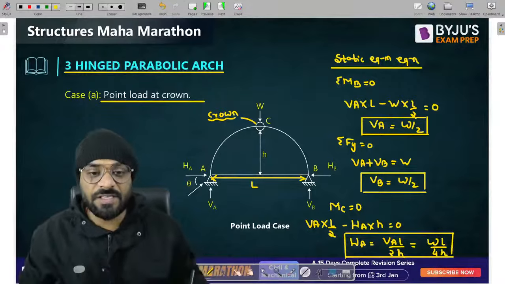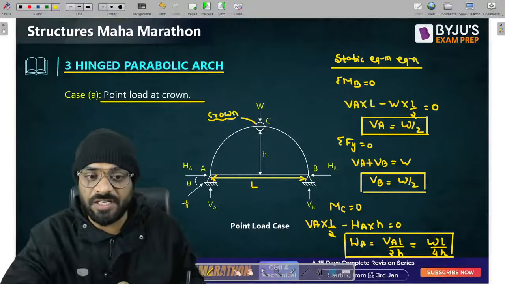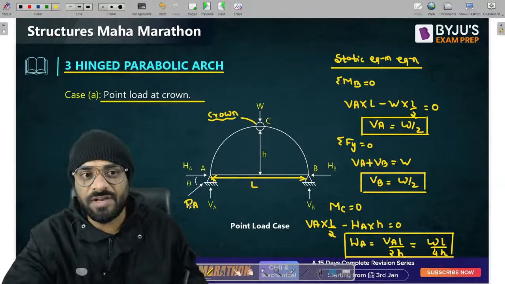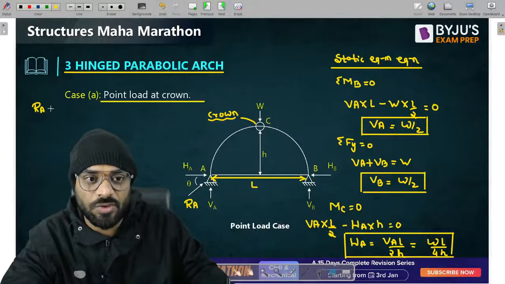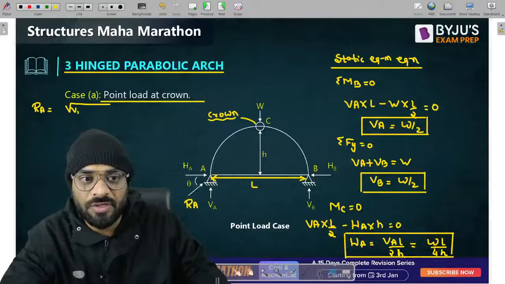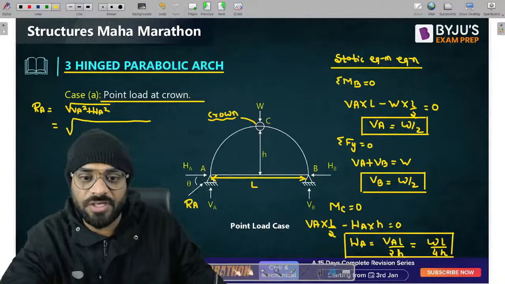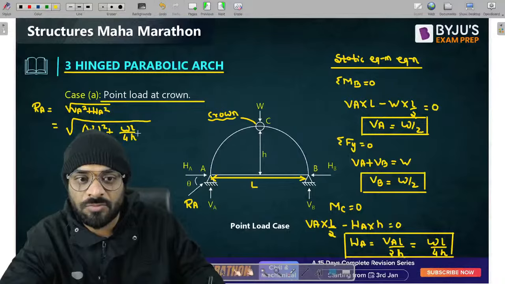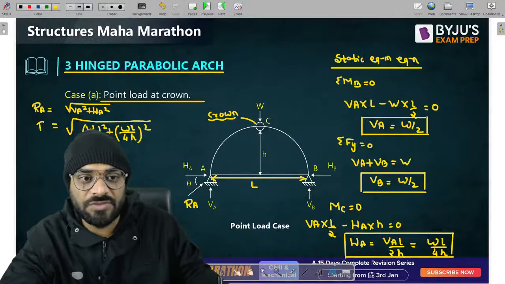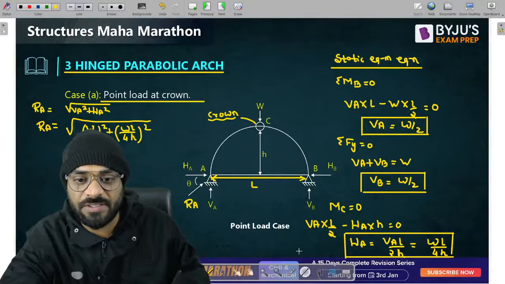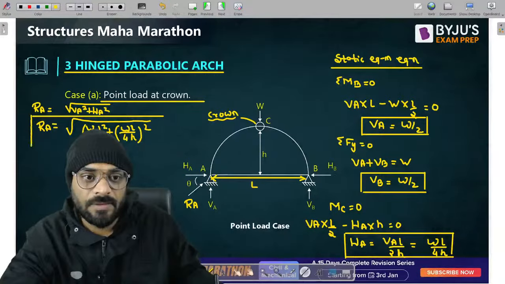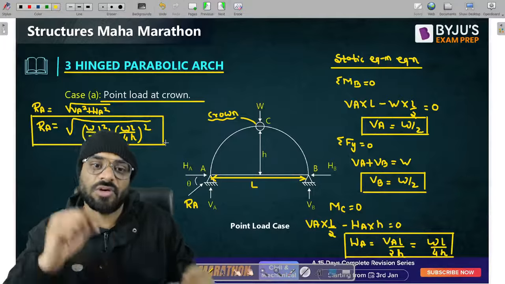Clear? So guys, let us suppose I want to find the resultant reaction at support A. What is the value of RA? So can I write here RA is equal to what? RA is equal to the square root of VA squared plus HA squared. Correct? Let's put in the values to get the answer. So the square root of (W by 2) whole squared plus (WL by 4H) whole squared. By using this formula, you are able to get the value of RA easily.